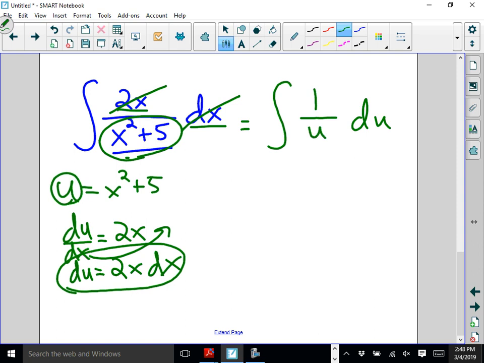And look at that. I turned this difficult integral, the integral of 2x over x squared plus 5 dx, into the integral of 1 over u du. Well, what's the integral of 1 over u du? Well, we should immediately recognize that as the natural log of the absolute value of u plus c.